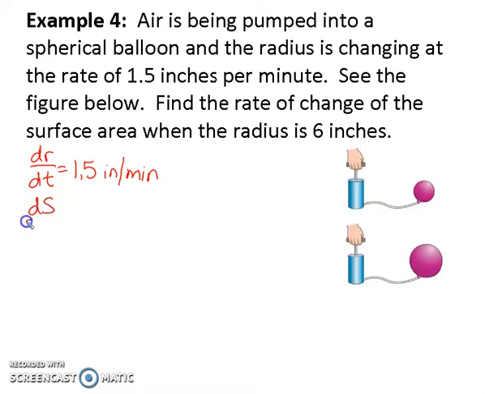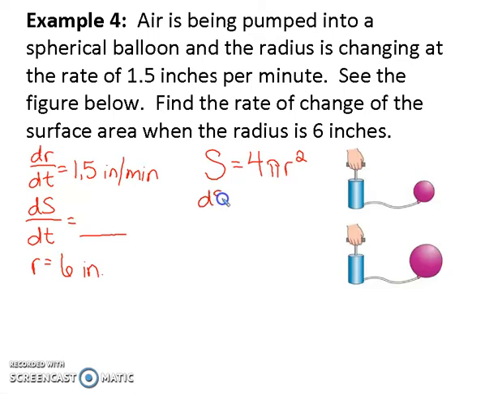So they're wanting us to find, we'll just call it a capital S, dS/dt, when the radius is 6 inches. So I'm given information about the radius. They're asking me questions about the rate of change of the surface area. So I need a formula for the surface area that hopefully includes the letter r for a sphere. So if you need to look it up, look it up. But the formula for surface area of a sphere is 4 pi r squared.